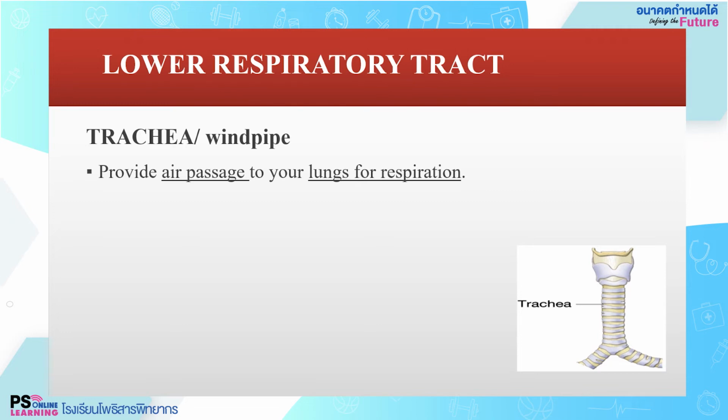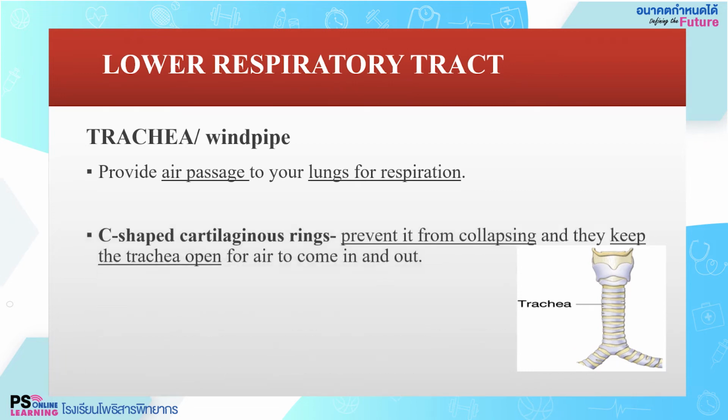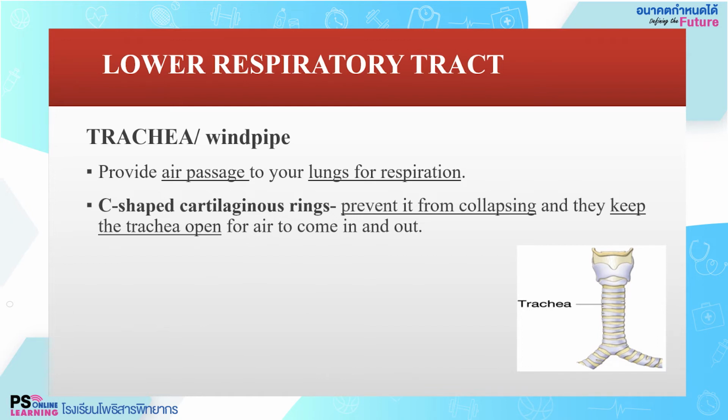The trachea contains C-shaped cartilaginous rings that prevent it from collapsing, and they keep the trachea open for air to come in and out. It also has an epithelium lining. It produces a sticky mucus lining that traps foreign substances and prevents them from reaching the lungs. These trapped substances are expelled upwards and can be excreted from the body as phlegm.